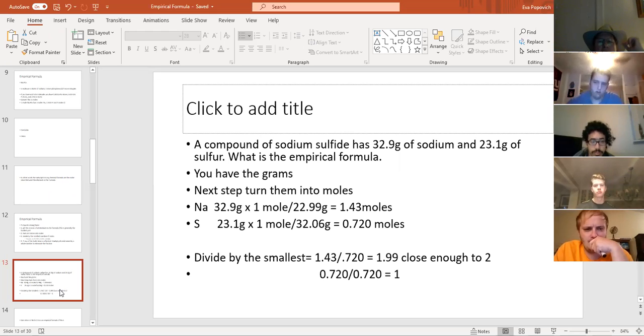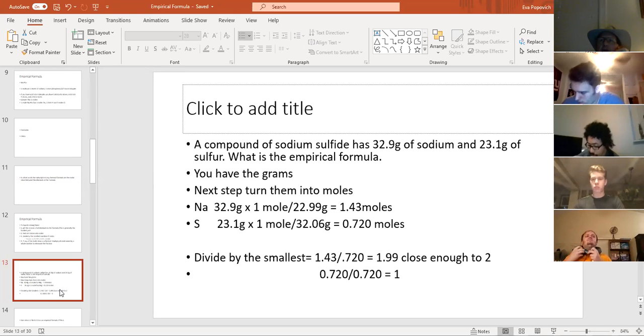Step 2, I've got to turn it into moles. So I take my 32.9 grams of sodium and divide it by the atomic weight of sodium. I get 1.43 moles of sodium. My sulfur, 23.1, I divide by my atomic weight of sulfur at 32.06. This gives me 0.720.